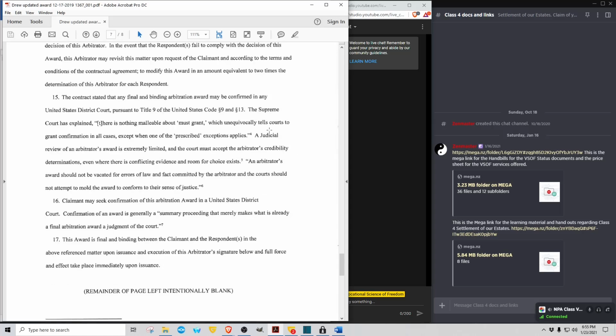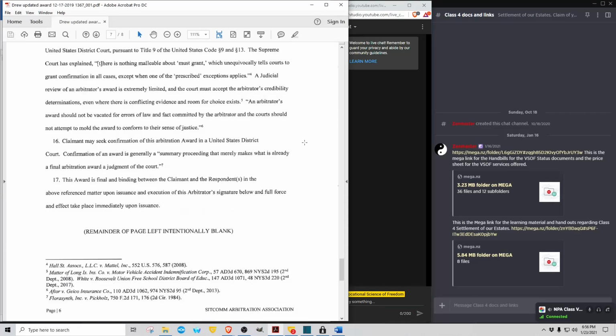The contract stated that any final and binding arbitration award may be confirmed in any United States District Court pursuant to Title IX, United States District Code. The Supreme Court has explained, quote, there is nothing malleable about must grant, which unequivocally tells courts to grant confirmation in all cases except where one of the prescribed exceptions applies, which would mean that they actually responded within 90 days and said, hey, wait a second, we don't agree to this, or you did this fraudulently, or whatever, to argue something, to at least do something. They didn't do anything. So they're in default. And after 90 days, it's cured, meaning they can never come back on it.